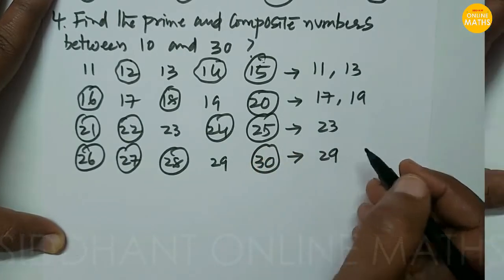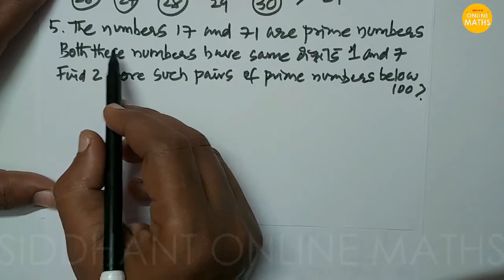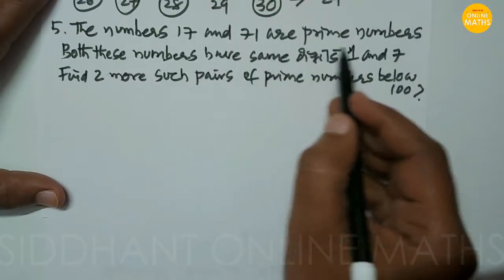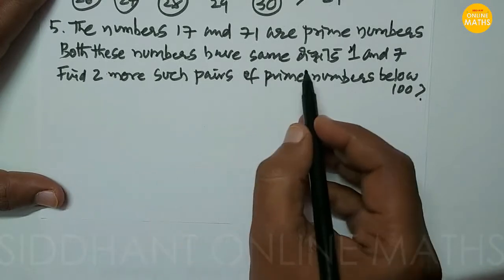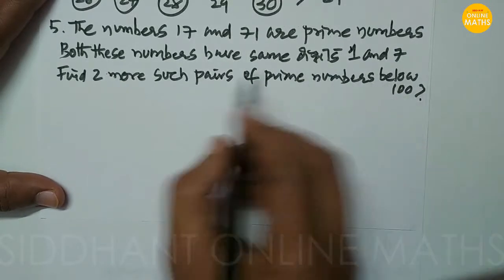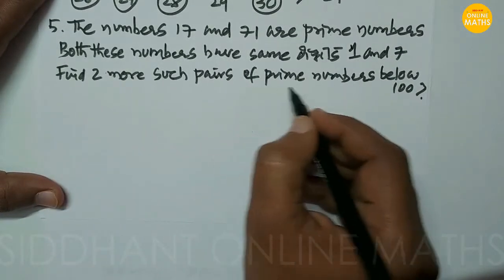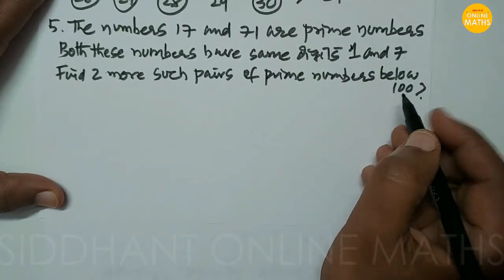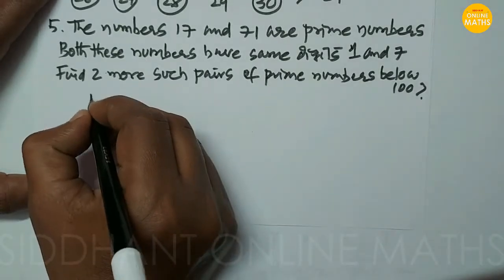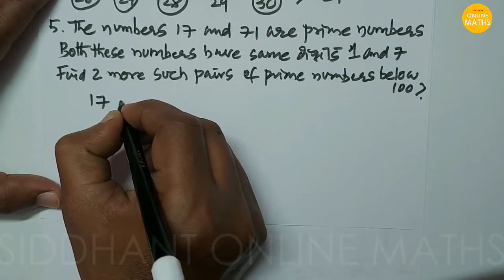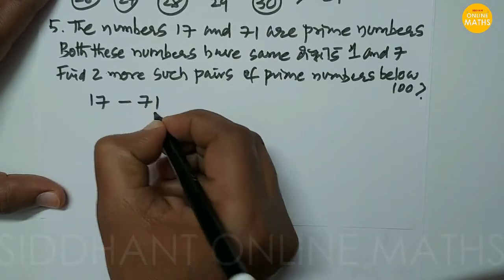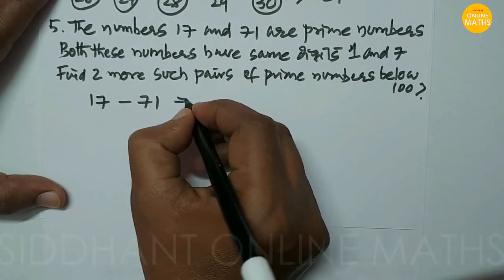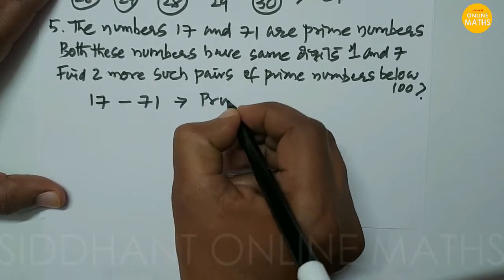Fifth problem: the numbers 17 and 71 are prime numbers. Both these numbers have the same digits, 1 and 7. Find two more such pairs of prime numbers below 100. So here you see 17 is there, and when you reverse it you see 71. So both are prime numbers here. So these are prime numbers.